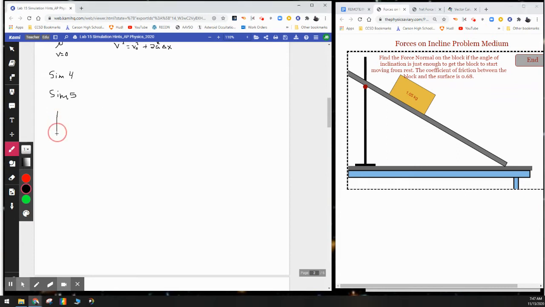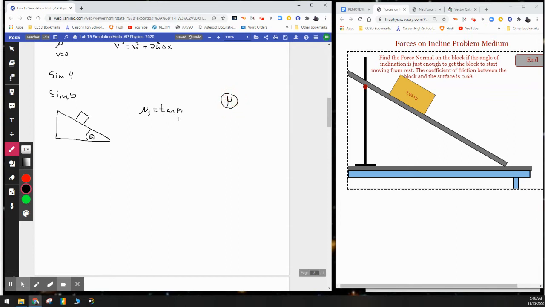All right, so first of all, we have an incline here, and let's see how we might do this problem. We have the block right here, and there's some unknown angle, so we don't know what this angle is, but we do remember that mu static is equal to the tangent of theta. Mu is given, so we know what mu is.